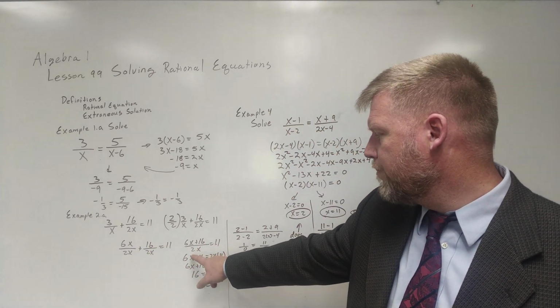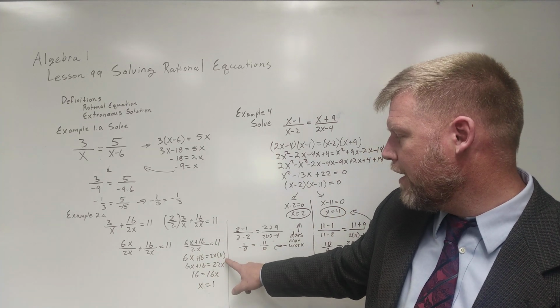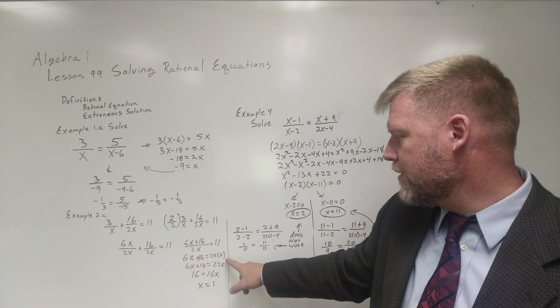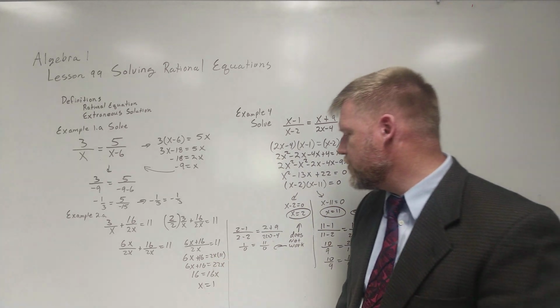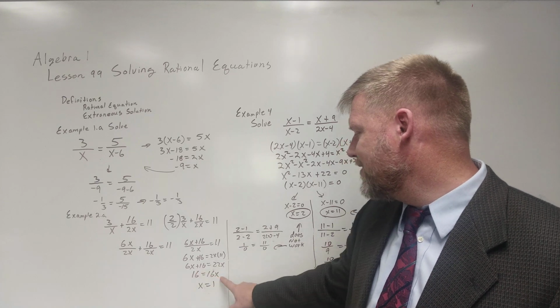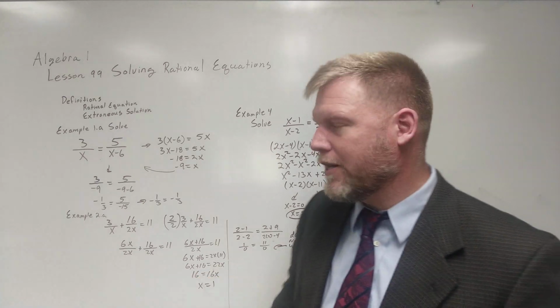Multiply both sides by 2x. That gives me that out of the denominator, right? 6x plus 16 equals 2x times 11. 2x times 11 is 22x. I can subtract 6x from 22x. That's going to give me 16x. Divide both sides by 16. I'll get x as 1.